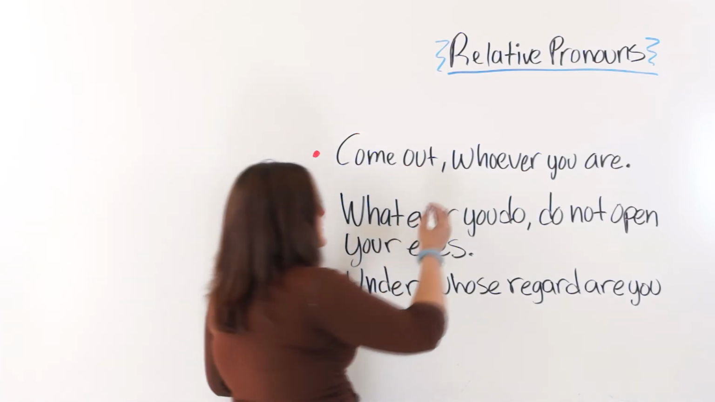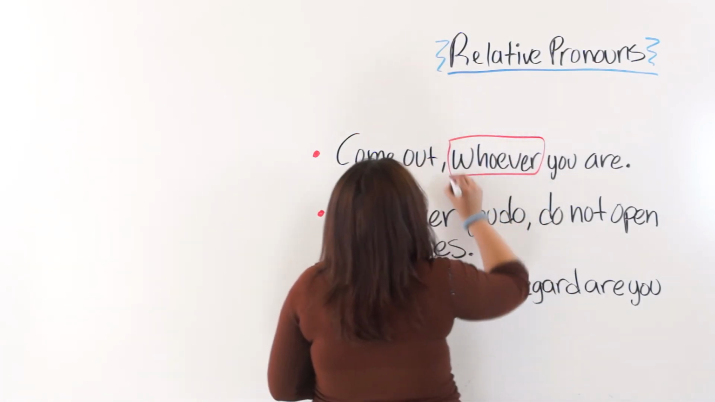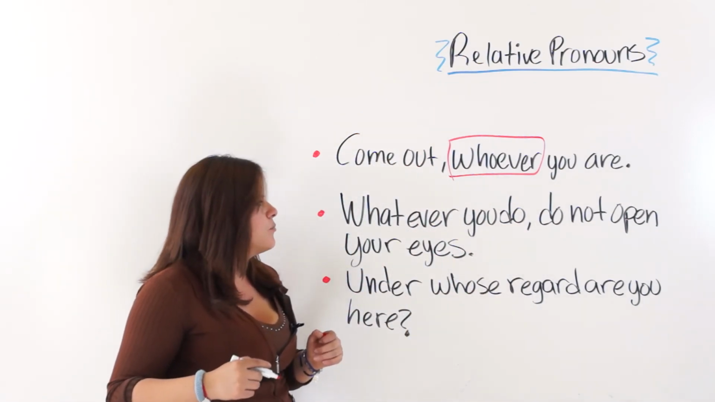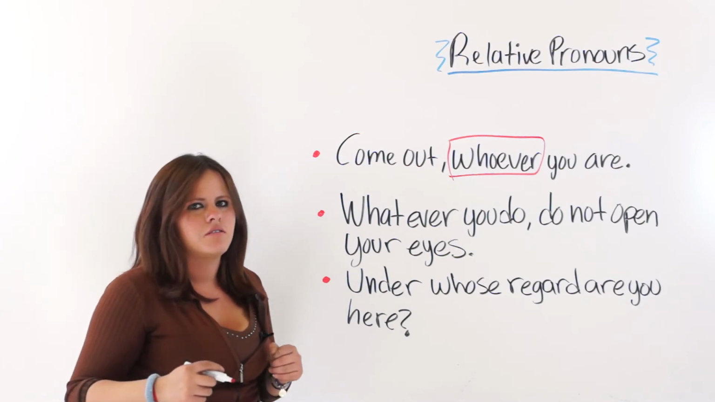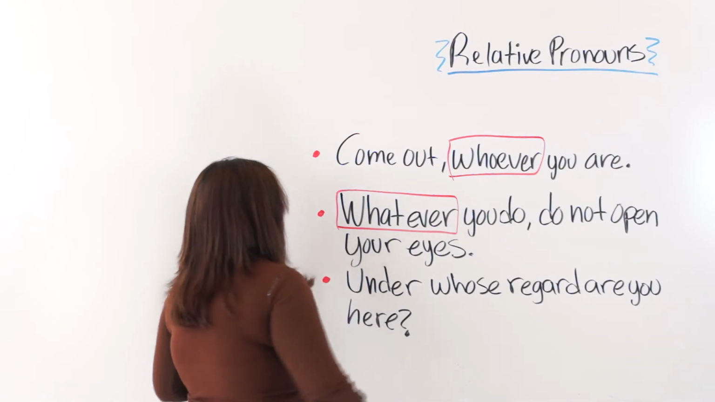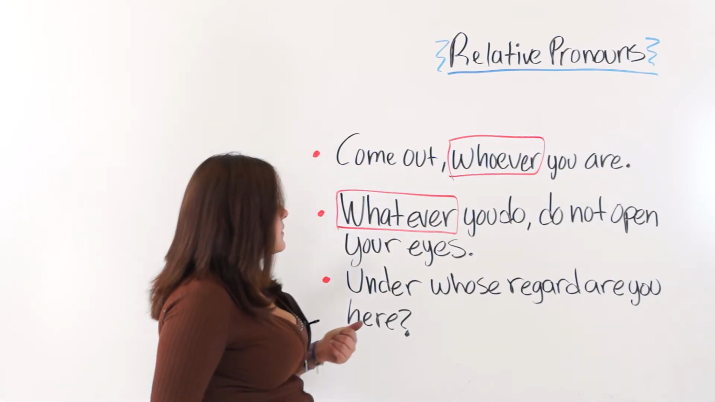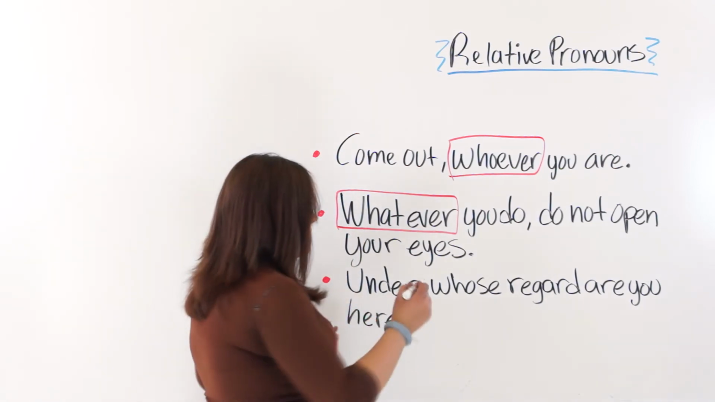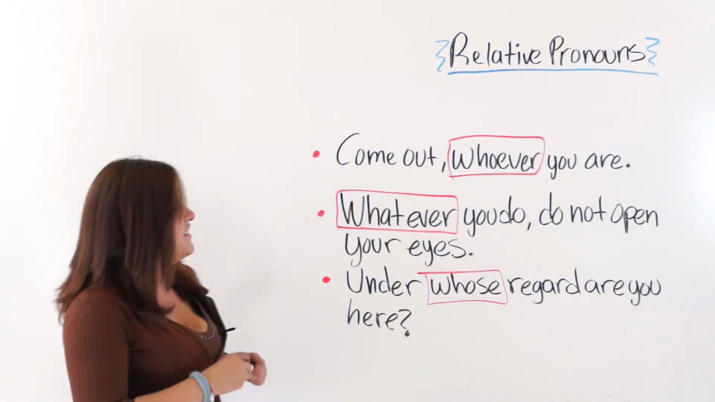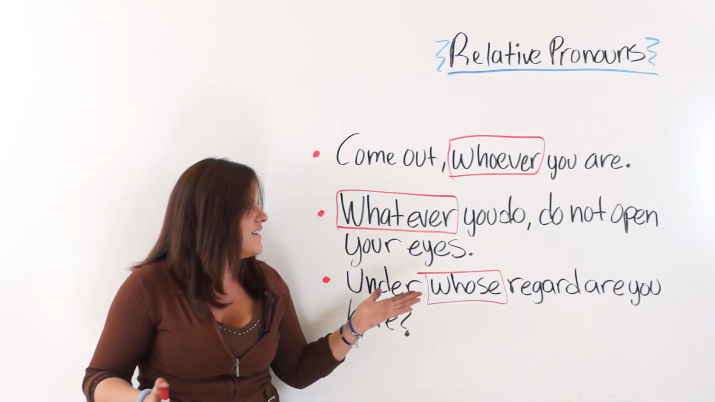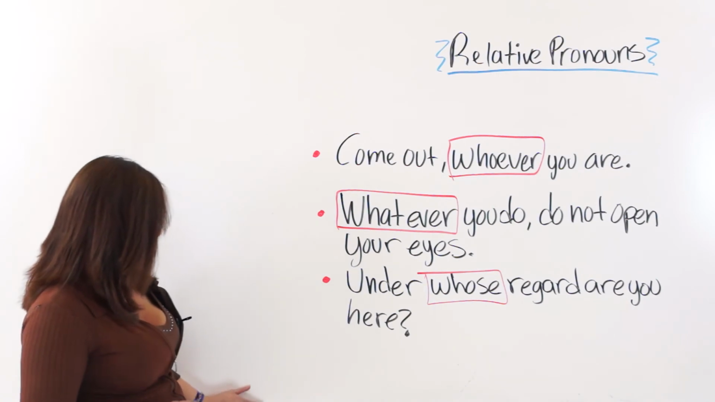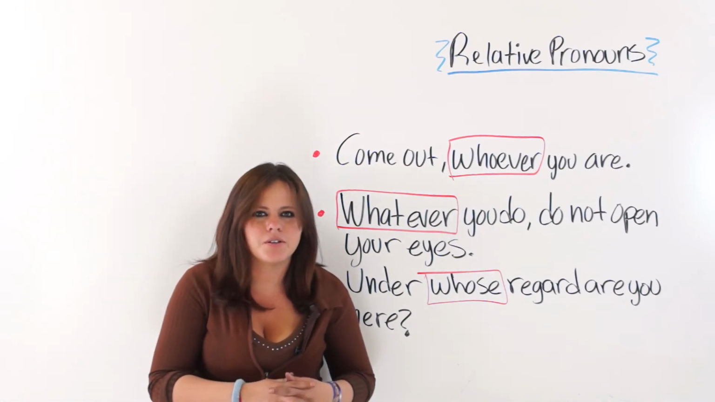That's right, whoever. The next one, whatever you do, do not open your eyes. That's right, whatever. And the last one, under whose regard are you here? Whose? As you can see, these are some of the relative pronouns that we use.